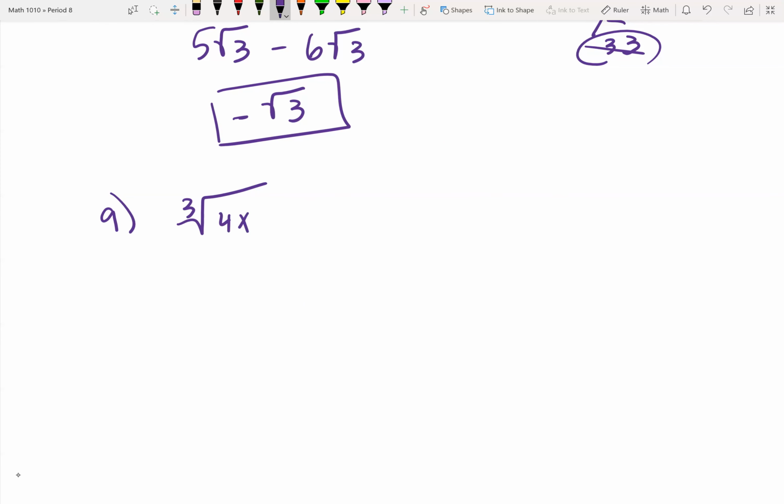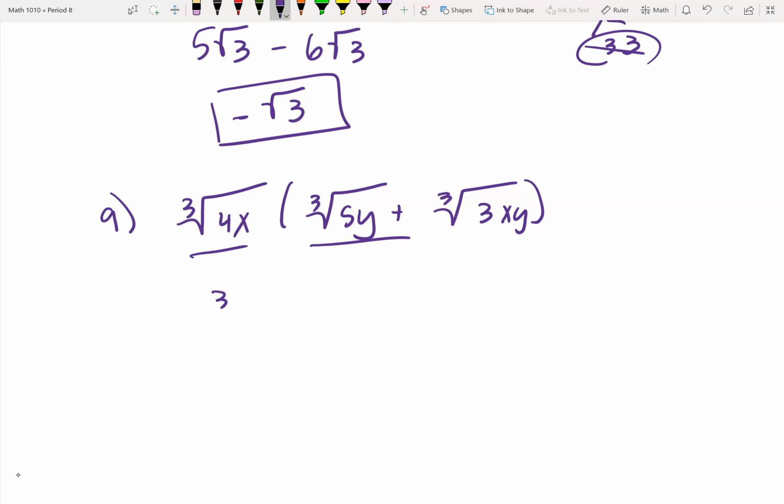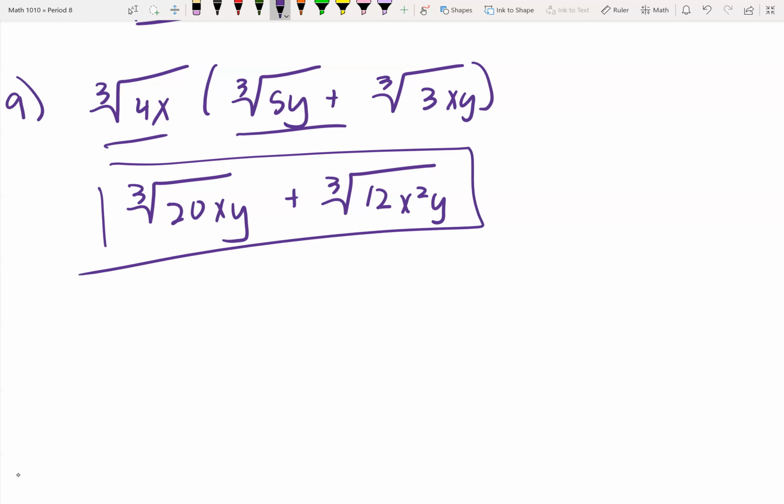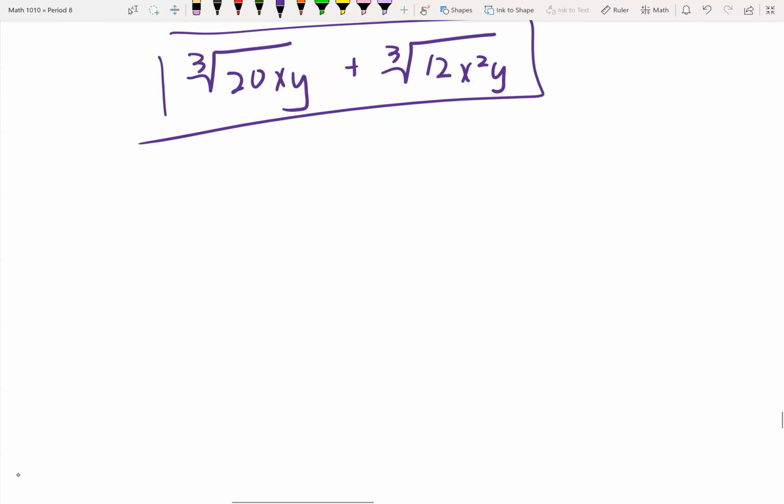The cube root of 4x multiplied by the cube root of 5y plus the cube root of 3xy. So first you go this times this. So that's the cube root of 4 times 5 is 20xy plus the cube root of 4 times 3 is 12 x to the second y. 20 is going to break down into 4 and 5. 4 is 2 and 2, but I don't have 3 of anything. The other guy's not going to have 3 of anything either, so I'm done. Question number 10.